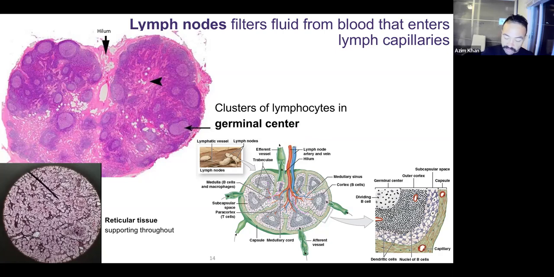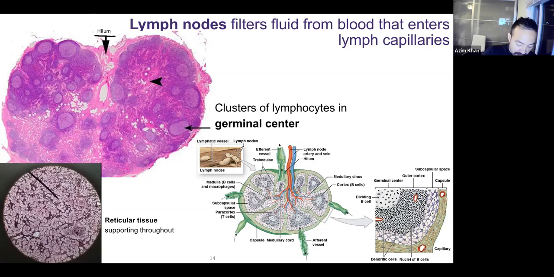Lymph nodes filter fluid from blood that enters lymph capillaries. The region where blood vessels and lymph vessels enter and exit, take a look up here where it is colored in black, this is called the hilum. A hilum is a region where you have entry and exit of things like vessels, blood or lymph vessels.